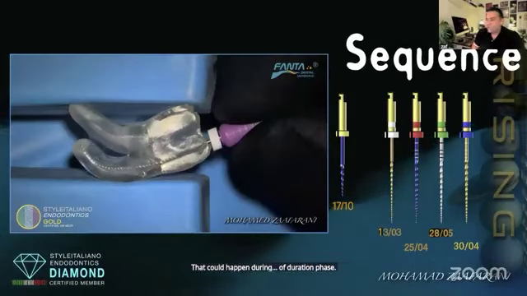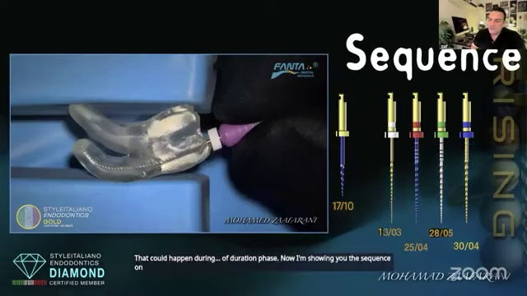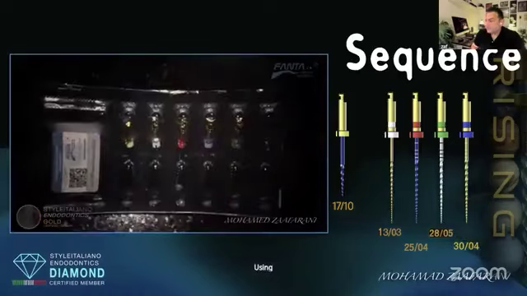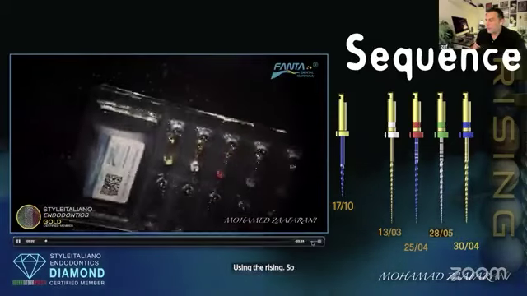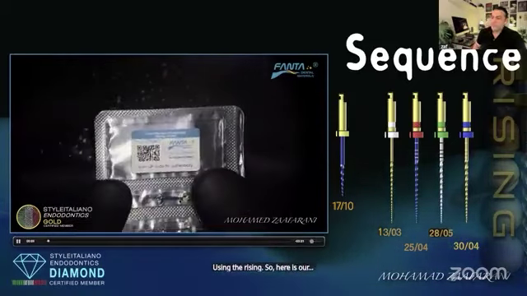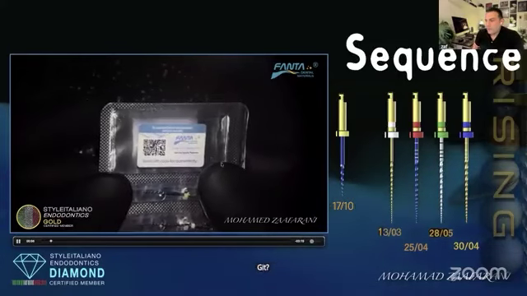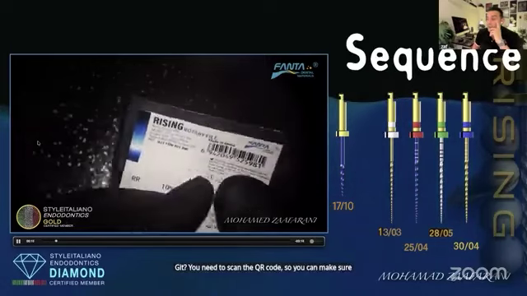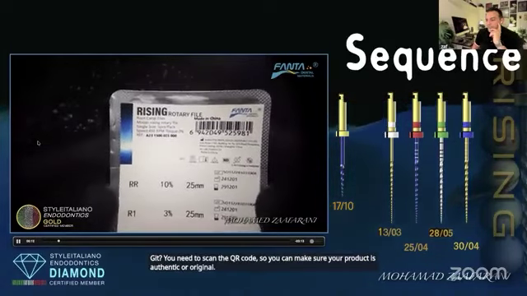Now I'm showing you the sequence on a severely curved lower molar using the Rising system. So here is our kit. You need to scan the QR code so you can make sure your product is authentic or original, not a copy.